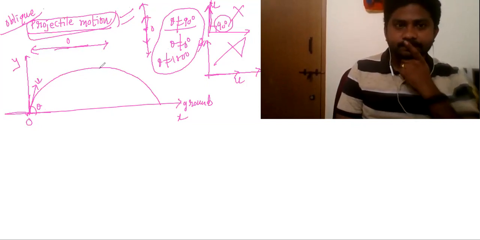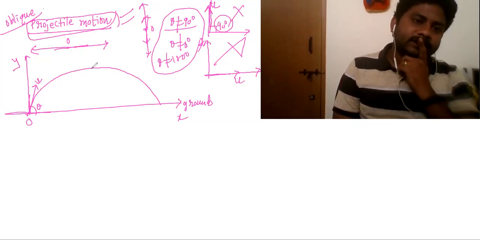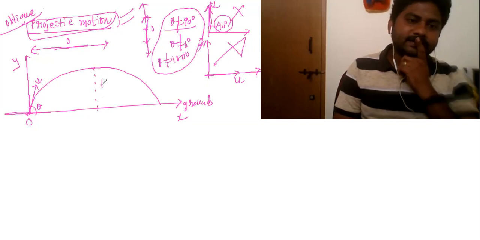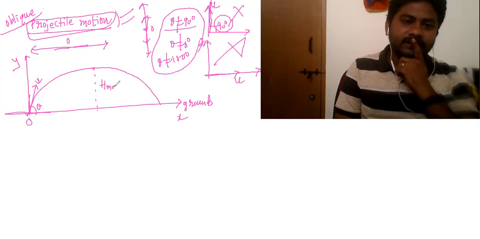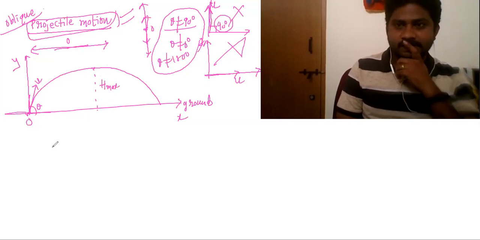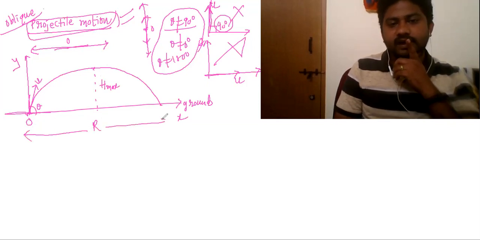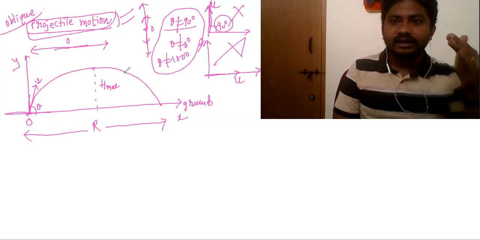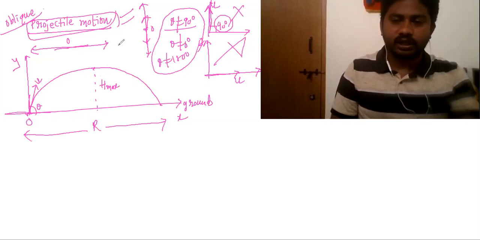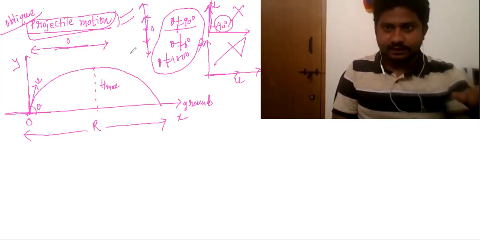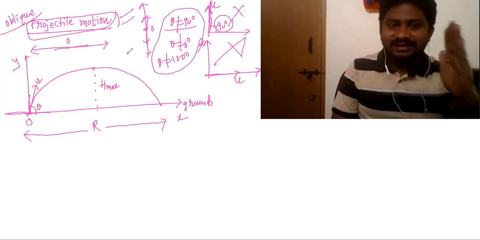So simple. Look here. This is called the maximum height of a projectile. And from here to here, that is called the range of a projectile, the maximum horizontal distance traveled. In detail, we'll be discussing projectile motion in the next classes, right? So for the time being, listen carefully.